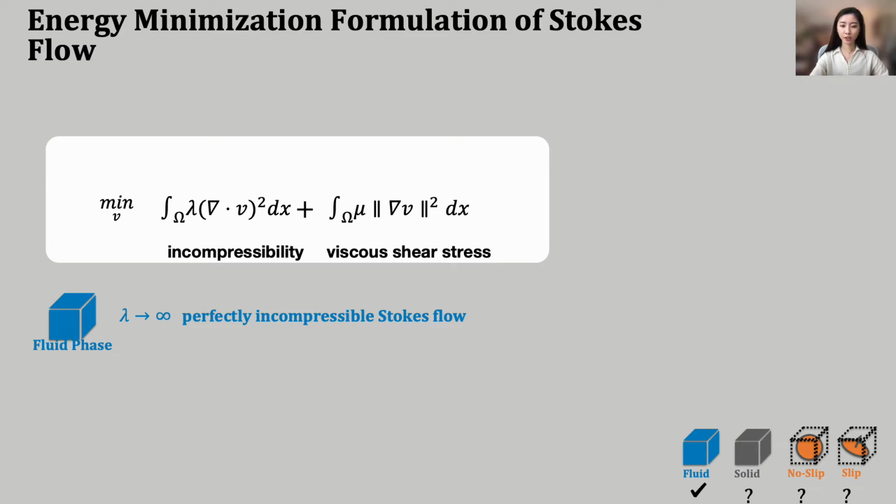The two energy terms have physical interpretations that allow us to understand how it models the behavior of Stokes flow. The first term is an incompressibility energy. The second term models the viscous shear stress that exists between layers of laminar flow, which introduces velocity gradients into the flow velocity field. If we take lambda towards its limit, the energy models a perfectly incompressible Stokes flow.